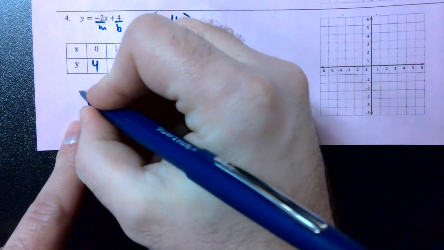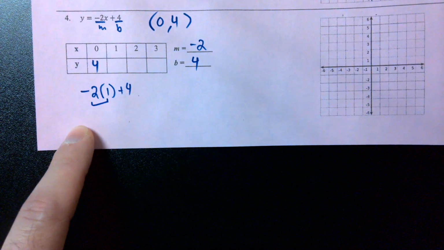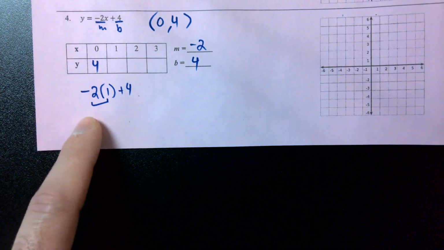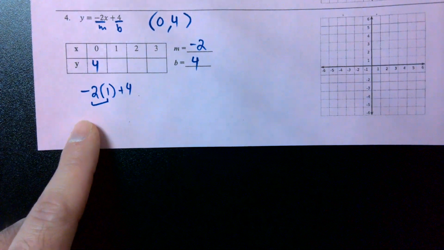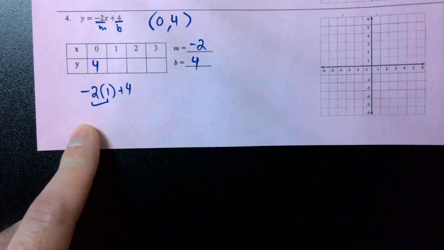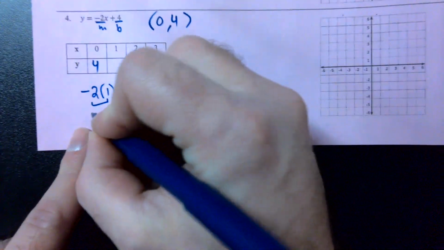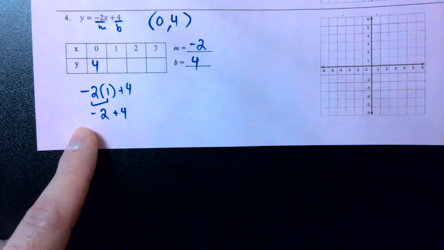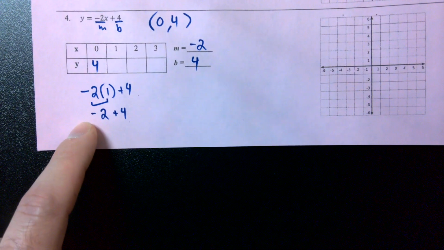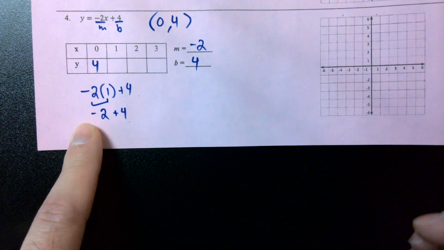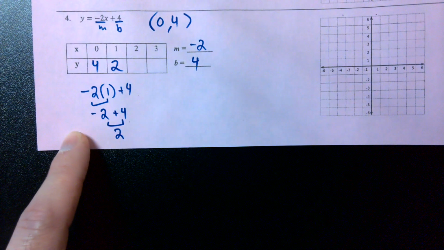Let's start plugging in. If I plug in 1, -2 times 1 plus 4, what is a negative times a positive always going to give me just in general? A negative, thank you. And what's 2 times 1? Just 2. So what's -2 times 1? -2. Bring down the plus 4. If I start at -2 on my number line and I add 4 spaces to the right, where do I land? Positive 2. There's my second point.